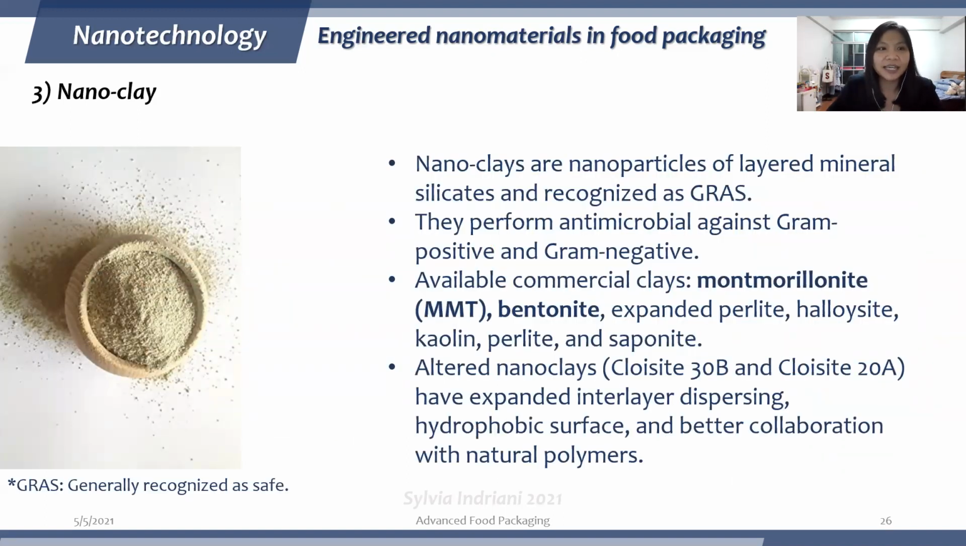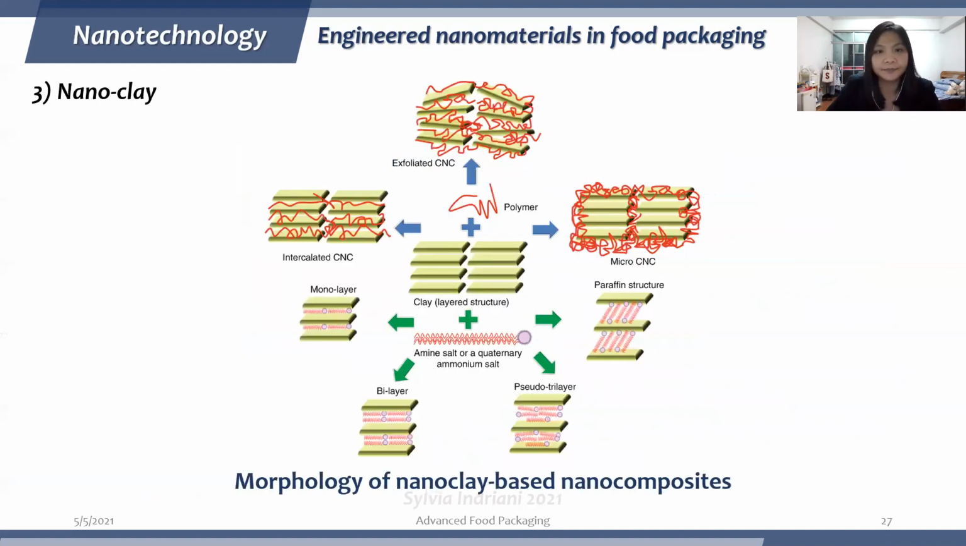Nanoclays basically have a complex structure with many elements. Why is it complex? I'm going to show you in the next slide. But in food packaging, the most used nanoclay is montmorillonite or MMT, and also bentonite. Basically, MMT is derived from bentonite. And because of the complex structure of the nanoclay, they can form more possible morphological structures.